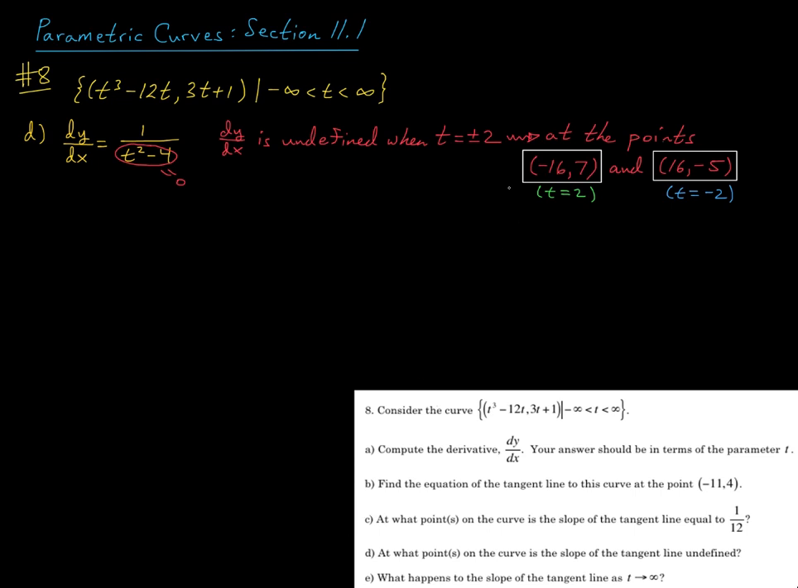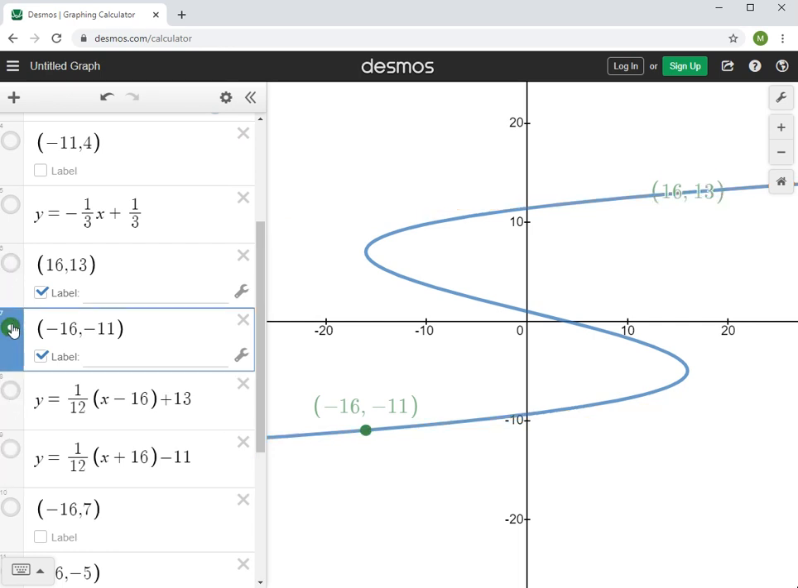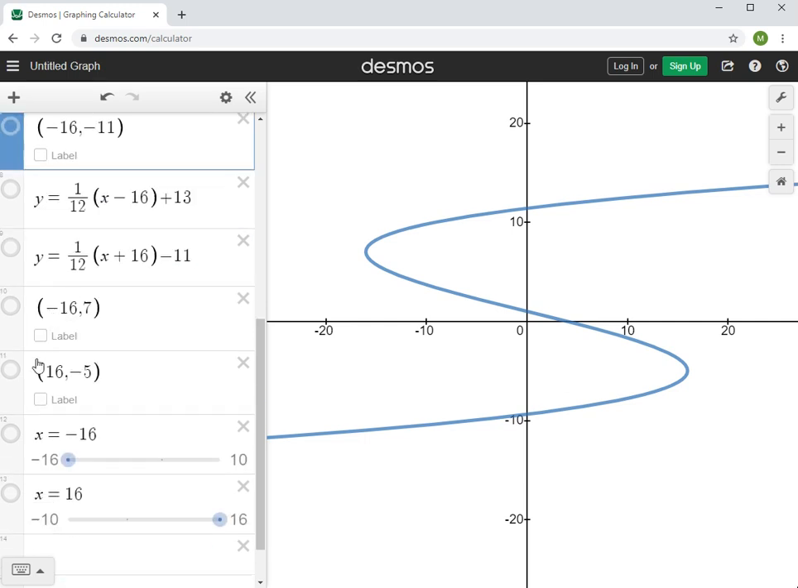And just like in part C, I can find our location at these two values of t by just plugging those values of t into these equations for x and y. So when t is 2, we're at the point (-16, 7). And when t is negative 2, we're at the point (16, -5). All right, let's check those out. So take these out of the picture first. So here is the point (-16, 7), and here's the point (16, -5).